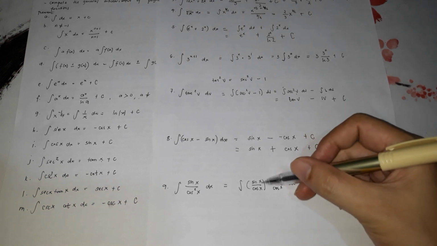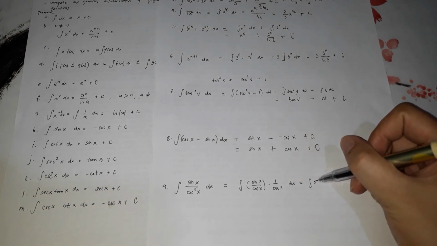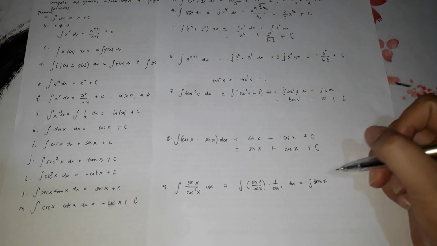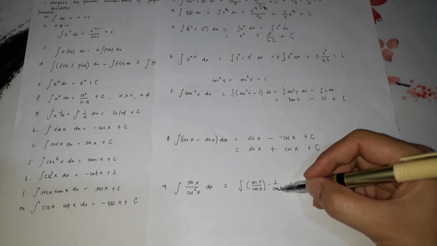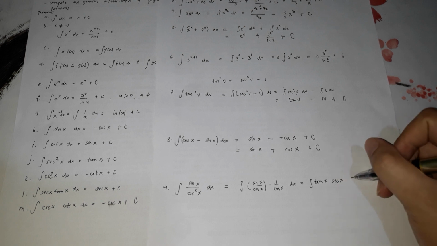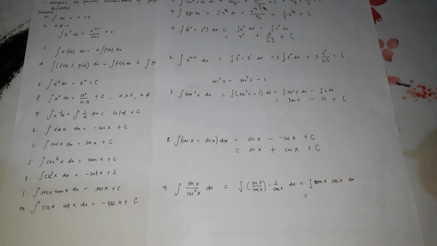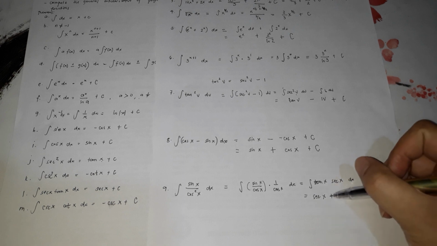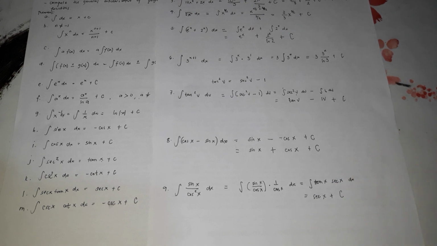Next, ang sine x over cosine x is equal to tan x. Tapos, ang 1 over cosine x is equal to the reciprocal, secant x dx. So, secant x dx. So, if you notice, meron siya dyang letter L, which is secant x tan x is equal to secant x plus c. Secant x. So that's the answer for number 9.